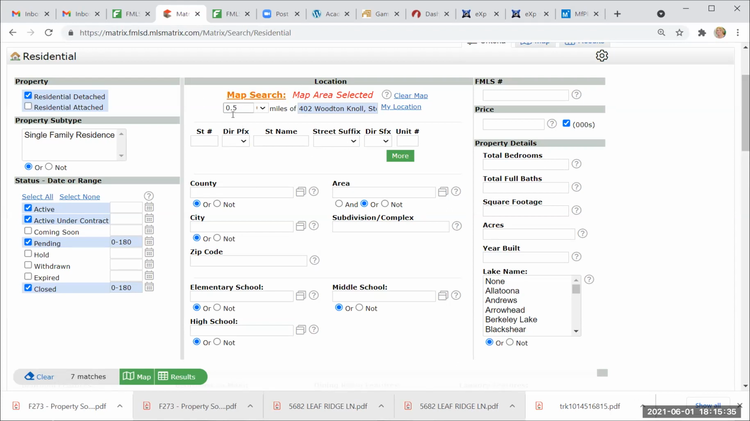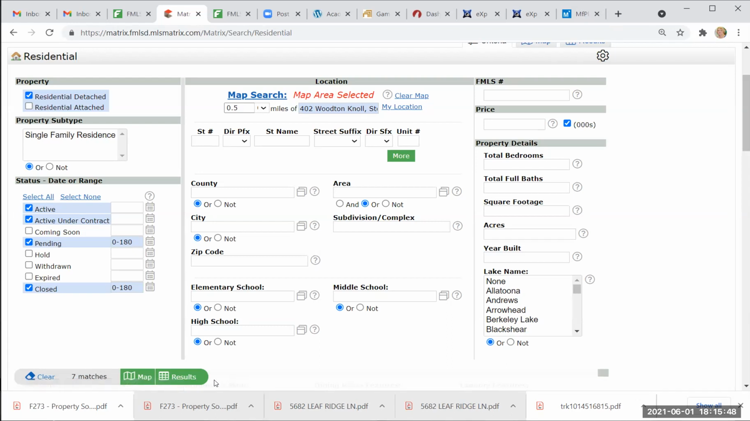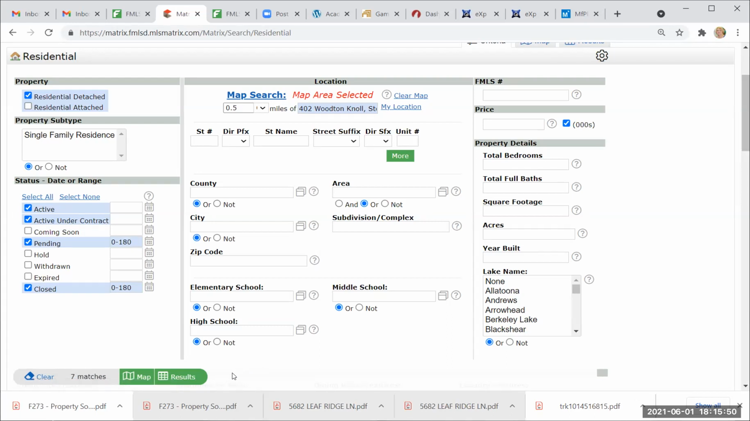So appraisers start with the area. They go out 2 miles. If it's a special type of property, they'll go out even more. But I start out with a half a mile just to see what I get. And as you can see right away, I got 7. Having been in real estate for a few years, 7 is not a lot of activity, but I'm only a half a mile out.